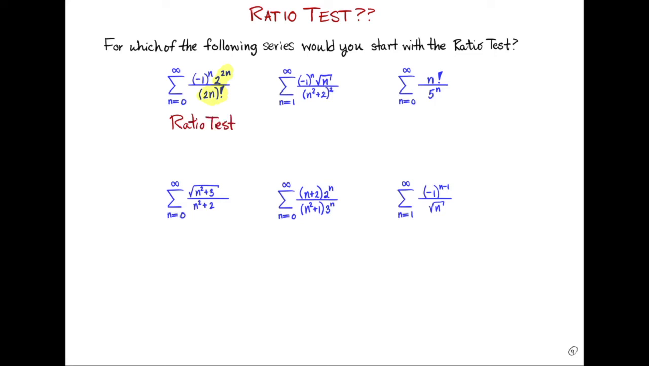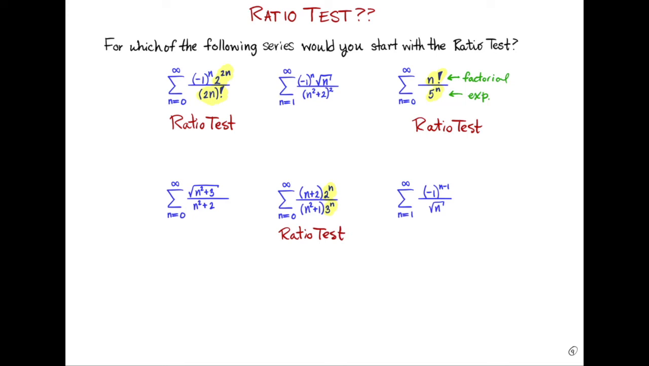Top row on the right, we have the exponential in the numerator, we have the factorial in the numerator, and we have an exponential in the denominator. Also a sign of using the ratio test. And the only other one that has either exponentials or factorials would be in the bottom row middle. The 2 to the n over 3 to the n, those are exponentials, and so we'd also use the ratio test on this series.